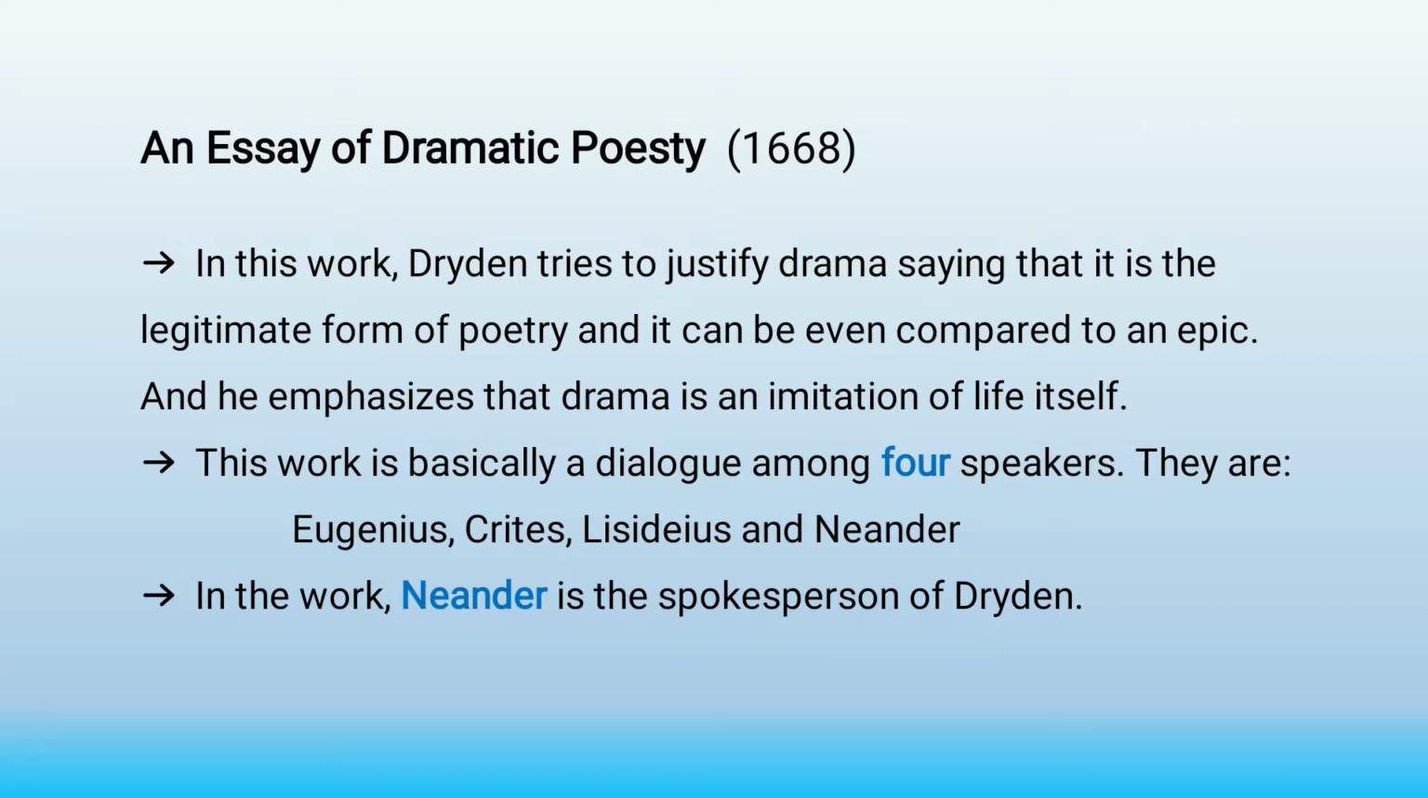This work, An Essay of Dramatic Poesy, is basically a dialogue among four speakers. And those speakers are Eugenius, Crites, Lisideius, and Neander. So these are the four speakers who speak throughout this work. And here the character Neander is the spokesperson of John Dryden, or we can see the views of John Dryden through the words of Neander. Fine? Yes. And it's an important point.